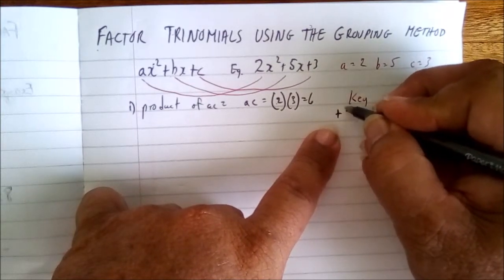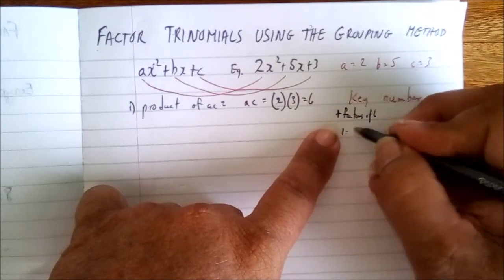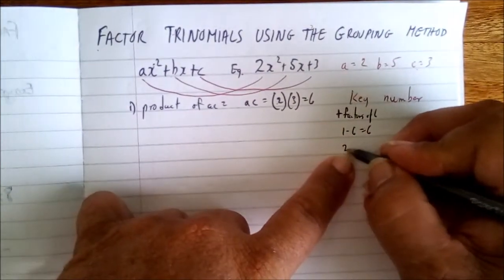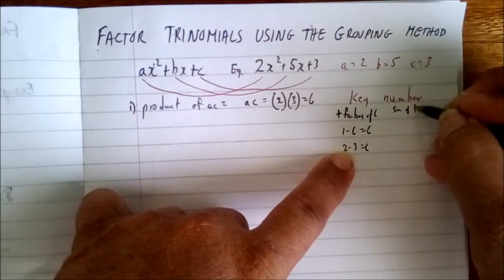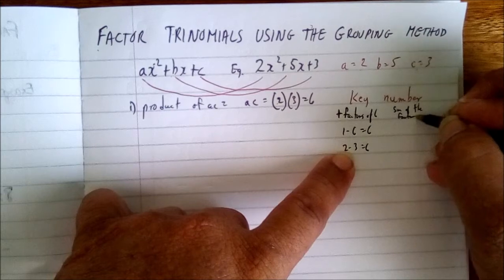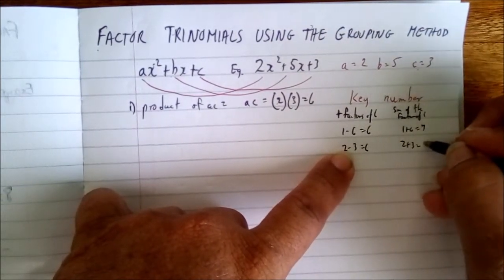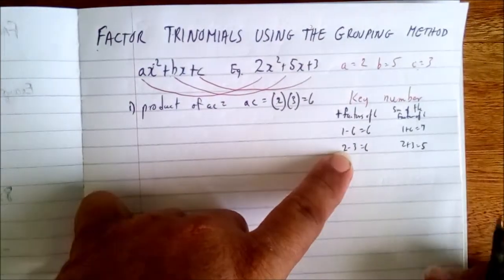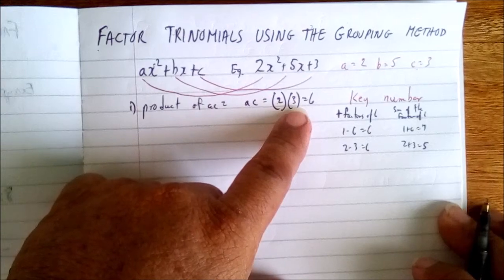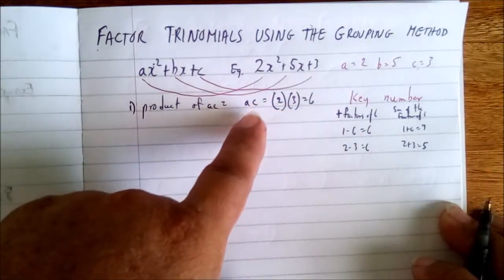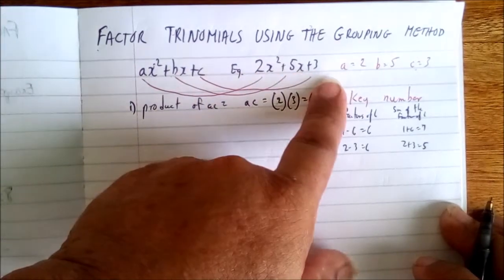Positive factors of 6 are going to be 1 times 6, and 2 times 3. Now the sum of the factors of 6: 1 plus 6 gives me 7, 2 plus 3 gives me 5. Alright, we use the factors 2 and 3 as coefficients of two terms to be placed between 2x squared and 3.